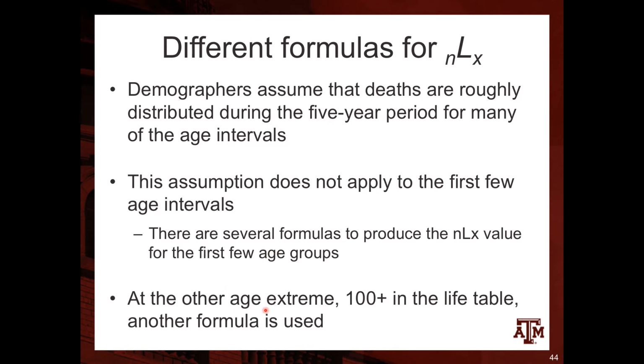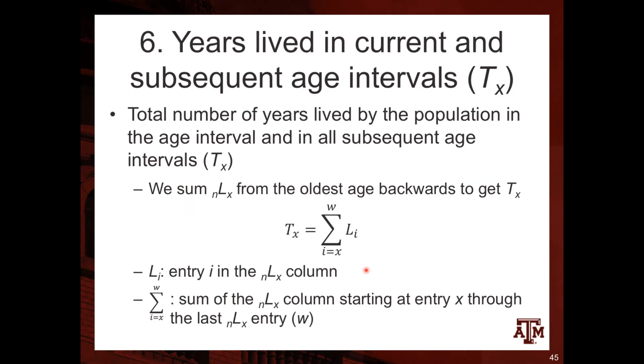At the other age extreme, the 100 plus in the life table, another formula is also used to calculate the overall number of years, because we don't know what's the final year that these people were living. Because it's an open-ended interval, there is a special formula for the big L in that last age group.